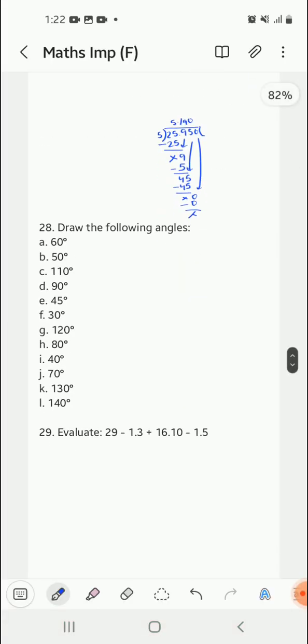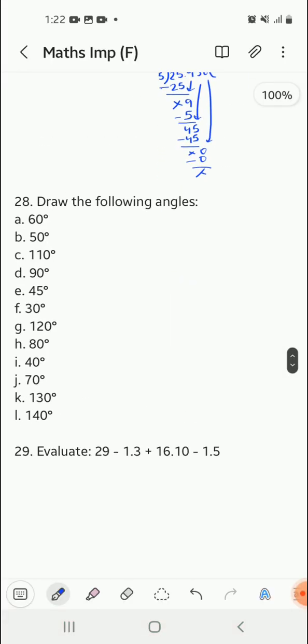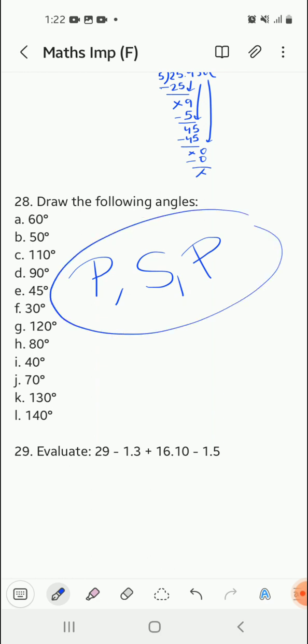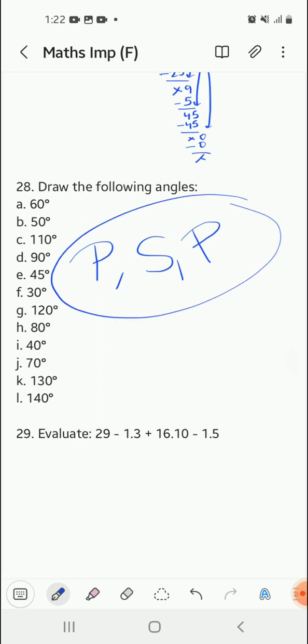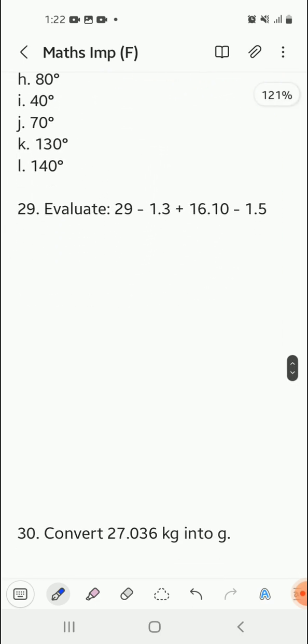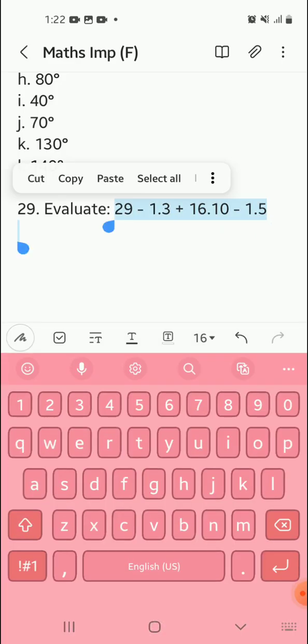Moving on to the next question. See, draw the following angles. For this we need a protractor and a scale and a pencil. So I'll show you in the next video, but before that we'll read this and move on to the next question. Evaluate 29 minus 1.2. This is a BODMAS. So for this what we need to do is copy the question first.